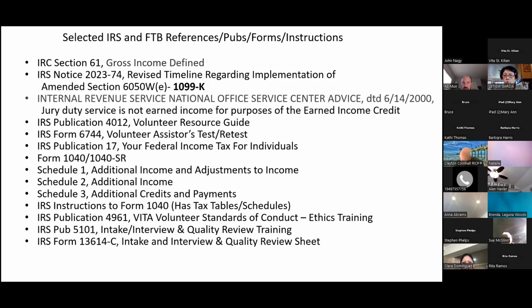And what I do at my site, I typically have a hard copy for myself because I need to spill coffee on it. I need to write notes in it. And you're going to get certain things where you may want to update the 4012, pen and pencil changes, if you will. We will talk about the 6744 this morning. There's a volunteer tax alert.